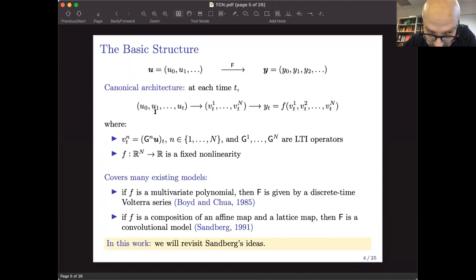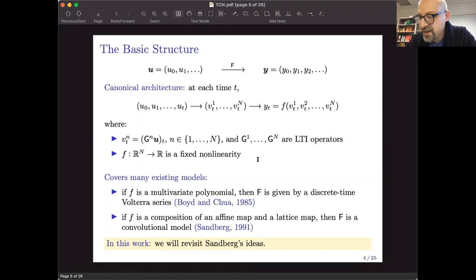The idea is that the components of that vector are determined as follows. You have your input sequence. You have a bank of LTI systems, linear time invariant systems, which in discrete time are implemented by convolutions. So you feed your input sequence in parallel into a finite number of convolutional filters. At each time t, each of them spits out a real number. There are finitely many LTI systems in this bank. You take the output of that bank and you send that through a fixed nonlinearity f. This is a canonical architecture we'll be dealing with.